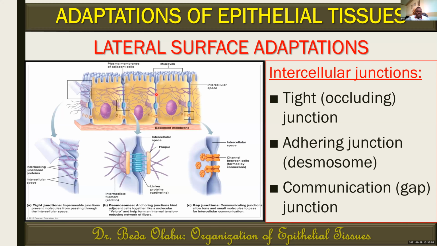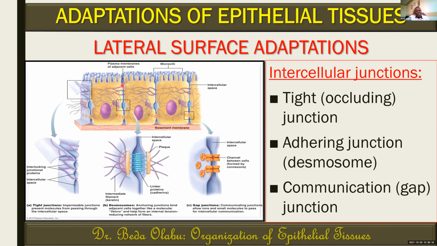So you may have some things that hold adjacent cells together. We have tight junctions. Tight junctions are also called occluding junctions. These ones prevent paracellular transport. They only allow transcellular transport.